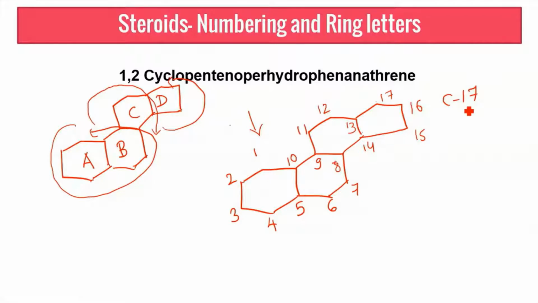Ahead of it, most of the steroids also have a methyl group between ring A and B at this position and also here. These are the two methyl carbons which are present in most of the steroids. I'm saying most, I have not said all, because when we eventually come to various types of steroids, you will get to know that certain steroids lack that extra methyl group.